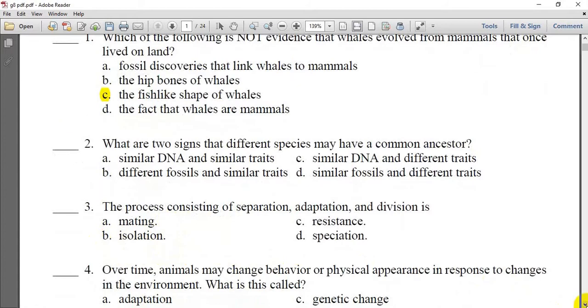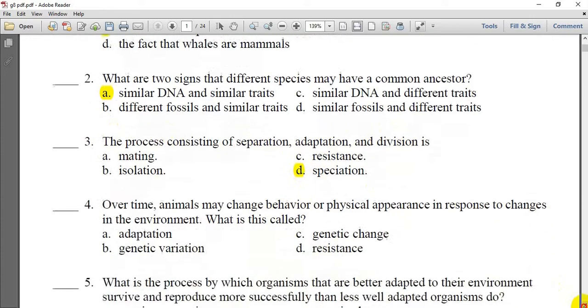What are two signs that different species may have a common ancestor? How can we know that two different species might have the same ancestor? Of course, when they have similar DNA and when they have similar traits. So the letter A is the answer. Question 3. The process consisting of three steps, separation, adaptation, and division, we call speciation, so the answer would be letter D.